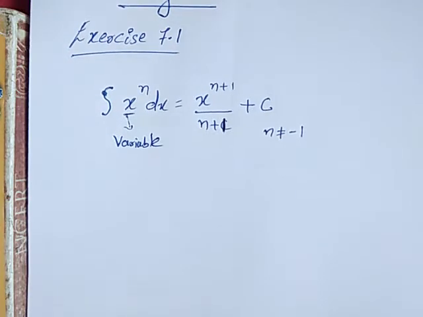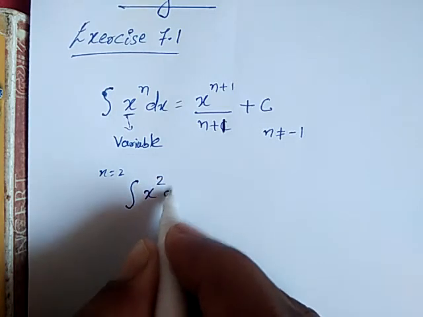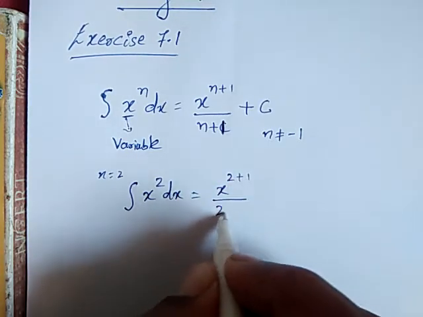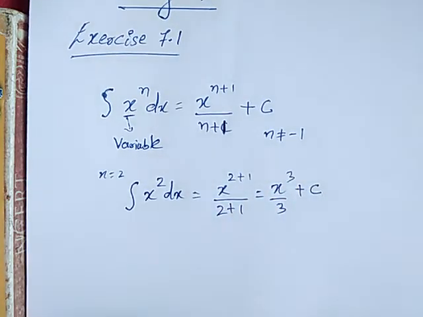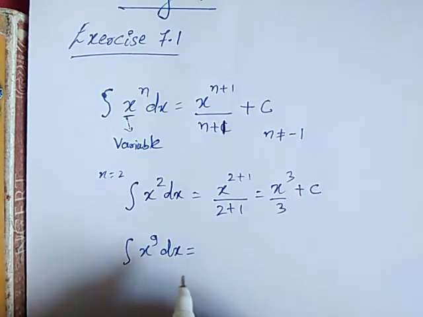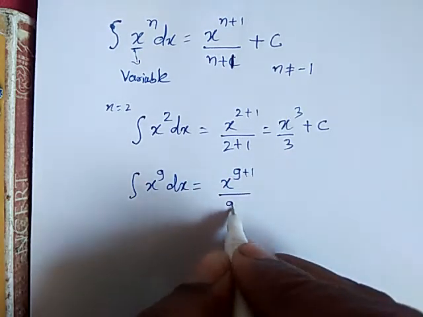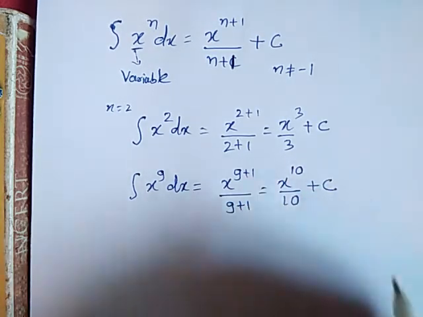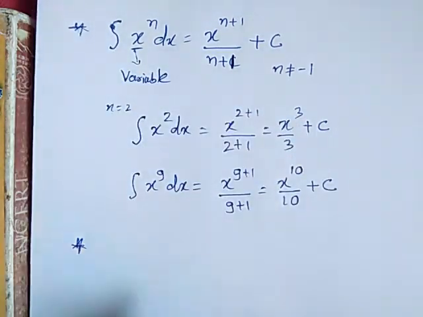So one or two examples I will take. If you take n equal to 2, it is integration of x to the power 2 dx, which is x to the power 2 plus 1 divided by 2 plus 1, which is nothing but x cube divided by 3 plus some integration constant c. If I take x to the power of 9, with respect to x we are integrating, so it will be x to the power 9 plus 1 divided by 9 plus 1, which is nothing but x to the power of 10 divided by 10 plus some integration constant c. This is one important formula.